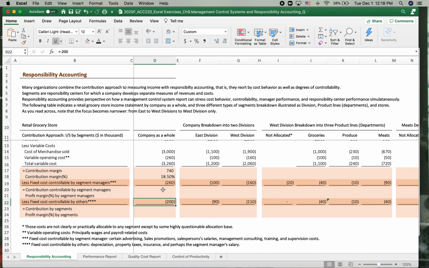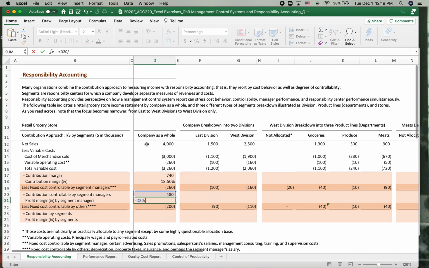So we want to segregate these two different types of cost in the fixed cost so that we can give the right feedback to the segment managers who have the responsibility for it. Okay. So this contribution margin minus the fixed cost, 450. So let's calculate one more time the contribution margin out of total sales. So 12%. Okay, so 12% is the contribution profit margin controllable by segment managers, with $480.